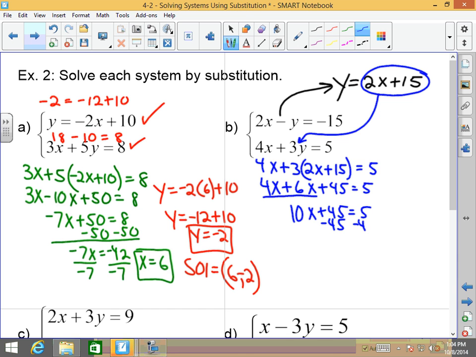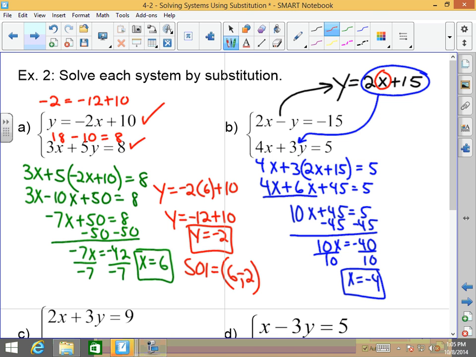Subtract 45 from both sides. 10x equals negative 40. Divide by 10 on both sides. x equals negative 4. Now that I have x equals negative 4, where am I going to plug that back into? Into this x here, correct? You guys with me here? So y equals 2 times x, which is negative 4, plus 15. So y equals negative 8 plus 15.